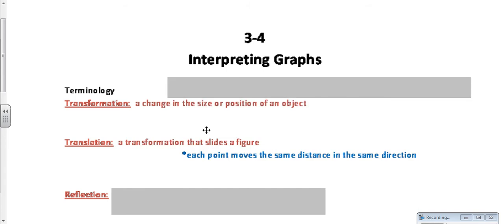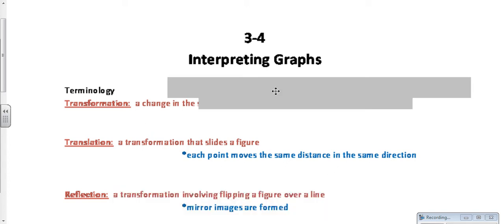Translation. This is more particular, whereas transformation may be a general term. Translation is a more specific description: a transformation that slides a figure. Each point moves the same distance in the same direction. So you're moving a shape to the right, to the left, up and down. The shape stays intact. It's just slid along the coordinate grid.